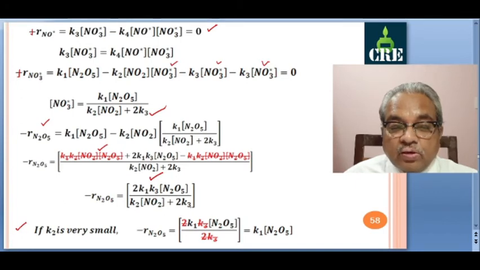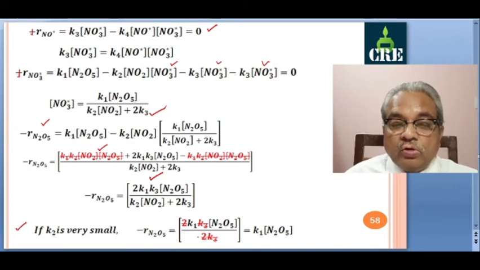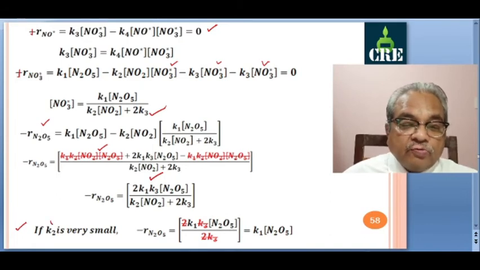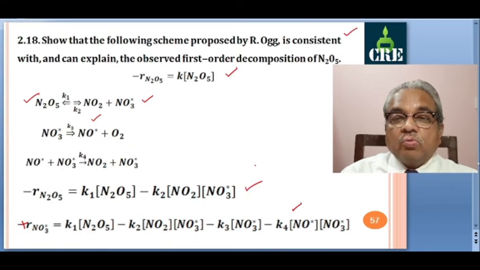So as compared to this term, this will be negligible. So you neglect this term as an approximation for very small values of K2. You are left with 2 K3 in the denominator. So 2 and K3 will cancel out and you get K1 N2O5. So with this condition of very small value of K2, and that is a valid condition, minus R N2O5, the rate of decomposition of N2O5, is observed to be first order with respect to N2O5, and that is what we were asked to test.